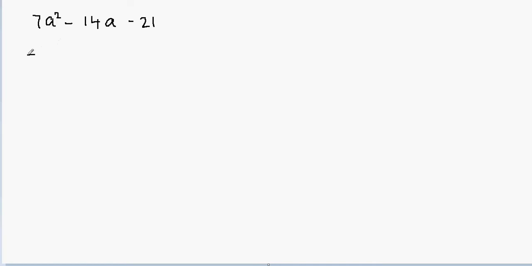So when I factor out 7, I will open the parentheses here, and then I have to divide every single term by 7. So let's divide 7a squared by 7 first. So I will divide the first term by 7 and see what I get. 7 and 7 will cancel out each other. The only thing I'm left with is a squared. So I will write a squared inside the parentheses.